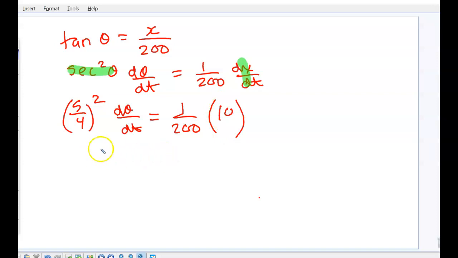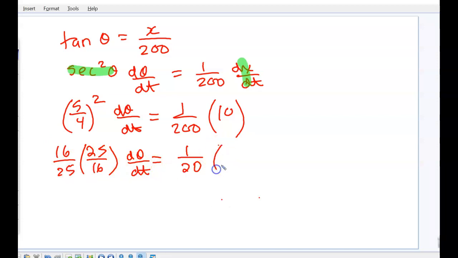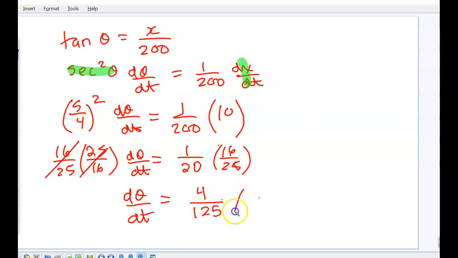And if I simplify, this is going to be 25 over 16 times d theta dt is going to equal 10 times 1 over 200, which is 1 over 20. And then to get rid of the 25 over 16, I will multiply both sides by 16 over 25. And therefore, d theta dt, if I work this out and reduce my fraction, is going to be 4 over 125. It's going to be radians per second. It's going to be the change in my angle.